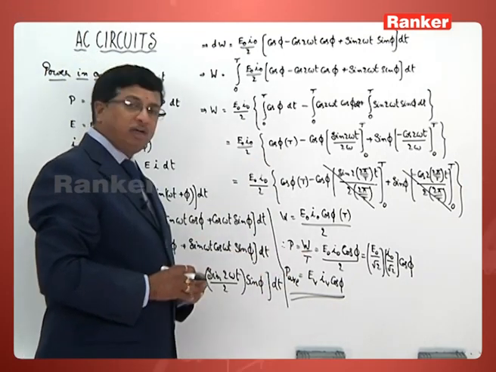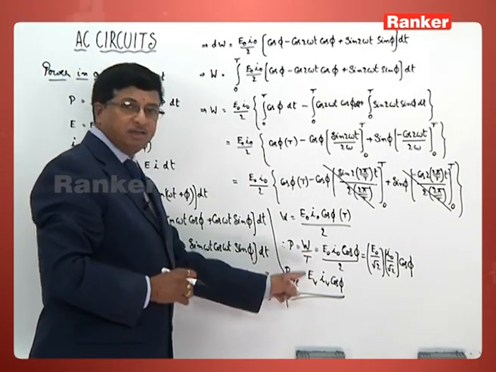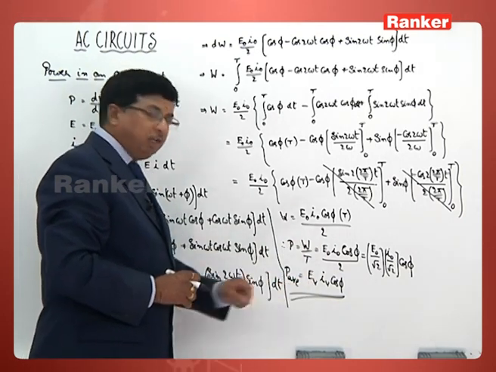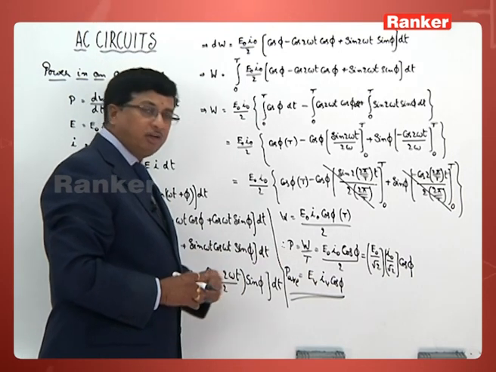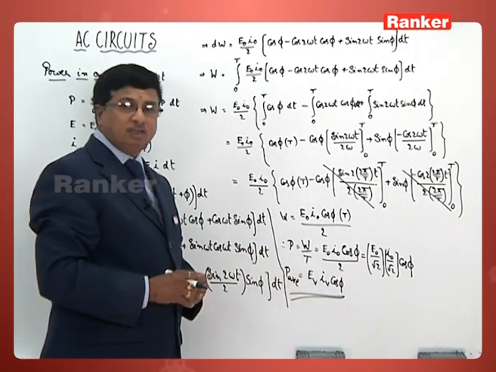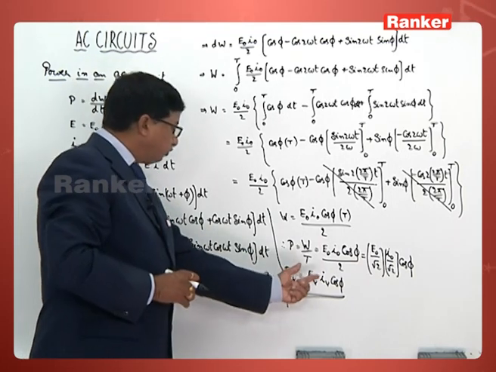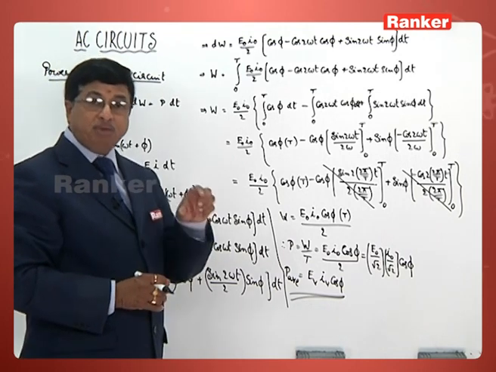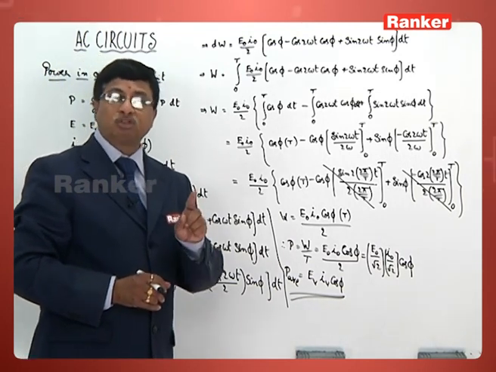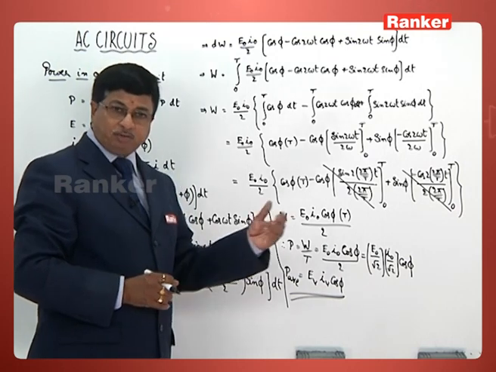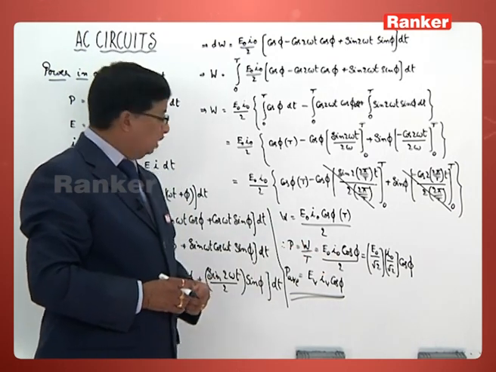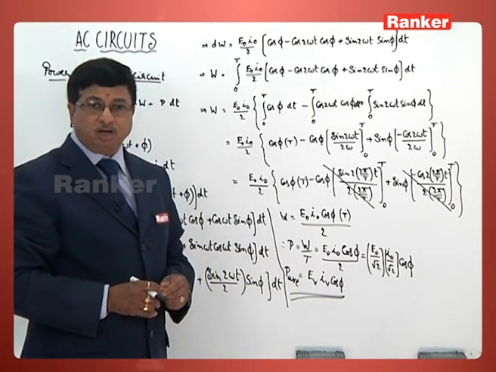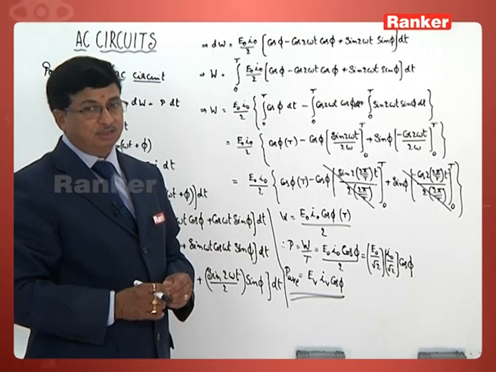What is that equation we are getting? EV into IV into cos phi. This is the virtual value of EMF, this is the virtual value of current, and phi gives us the angle between these two. That is, the virtual value of EMF is making an angle with the virtual value of current, which otherwise we can call the phase. So this is the final outcome as far as the power in an AC circuit is concerned.